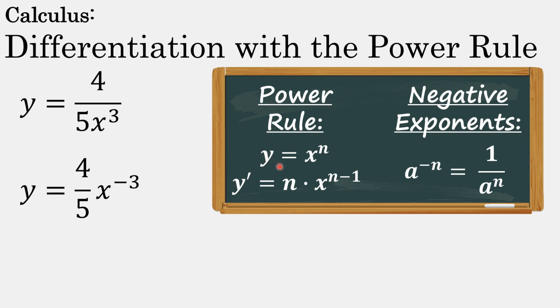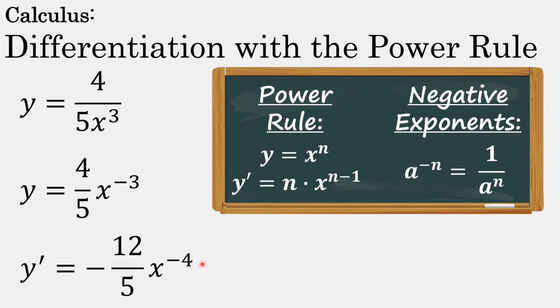Now you can apply the power rule, but instead of being x to the n, we're dealing with x to the negative 3. Therefore, the derivative is, we'll take the negative 3 to the front, multiply it by the coefficient that's already there. Negative 3 times 4/5 is negative 12/5, and then decrease the power by 1. Negative 3 minus 1 is negative 4. So here we have the derivative of y.